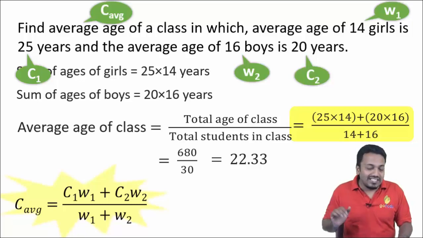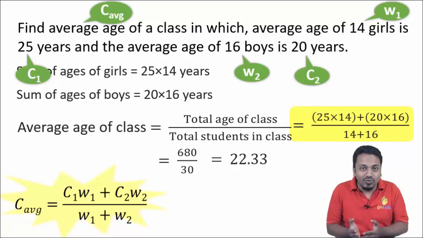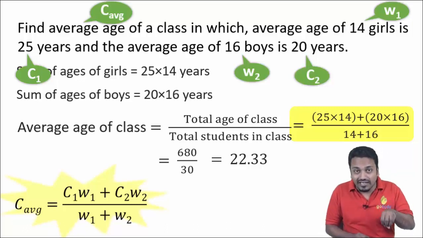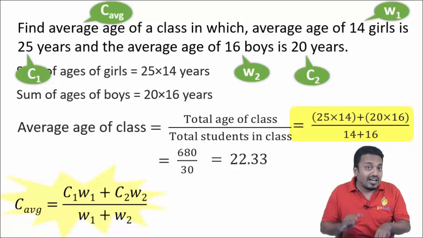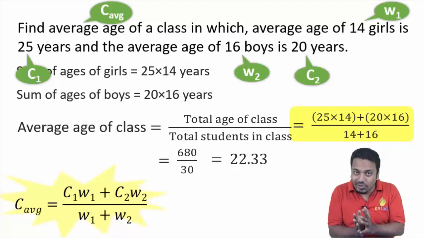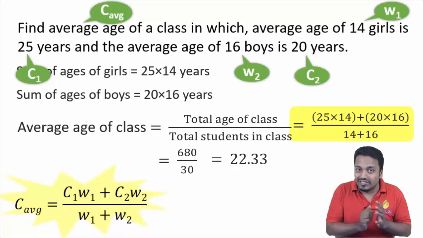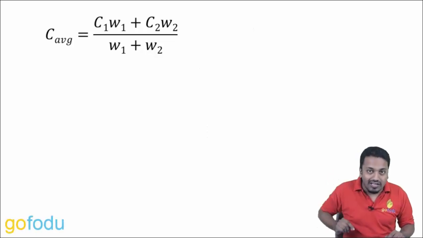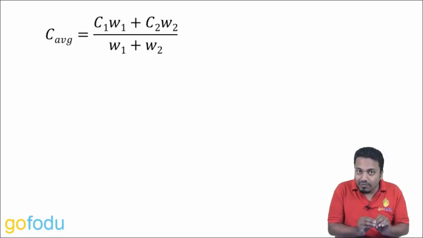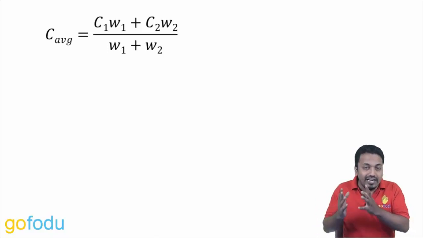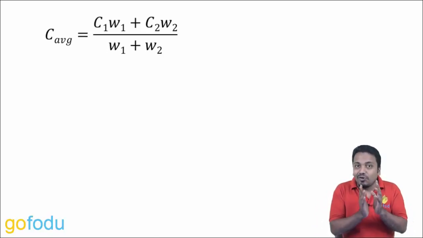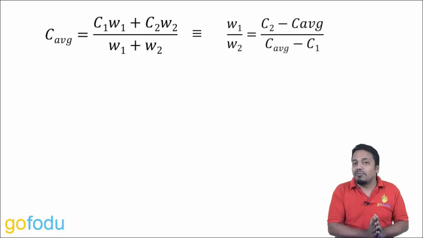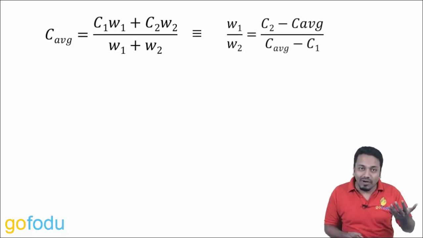So there are 5 factors in this formula: C1, C2, W1, W2 and C average. It appears that there are 5 factors, but actually there are 4 factors only. We don't need to know W1 and W2 individually. Only their ratio is required. In this formula, take denominator W1 plus W2 to the left hand side. And with a little transposition, this can also be written as W1 upon W2 is equal to C2 minus C average upon C average minus C1.